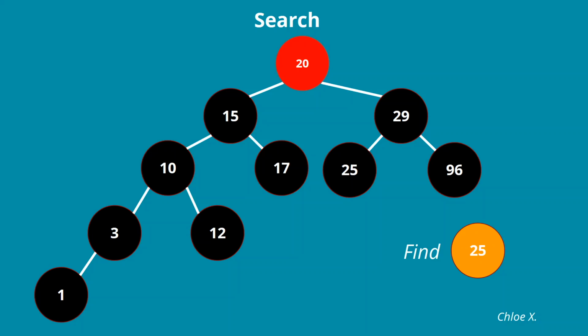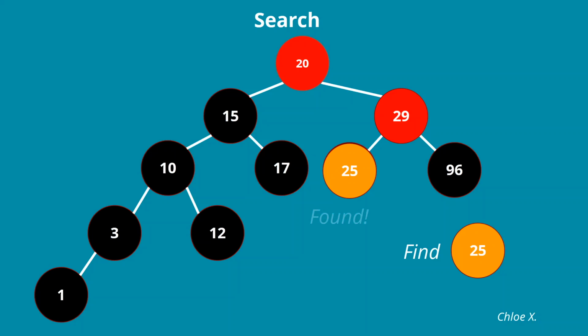25 is greater than 20, so let's compare with the right child, 29. 29 is greater than 25, so let's compare 25 with 29's left child. 29's left child is 25. Our target node's element matches this node's element, so we can safely say we found 25 and that 25 exists in this tree.